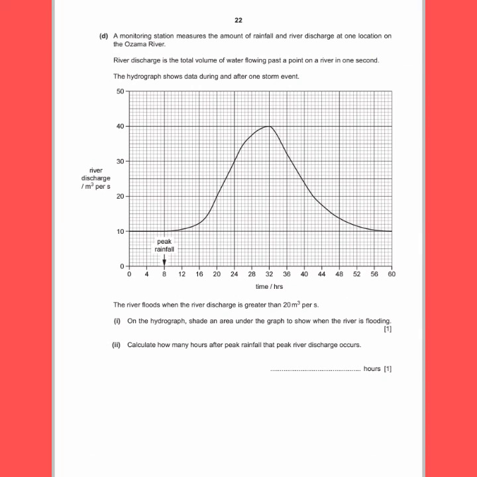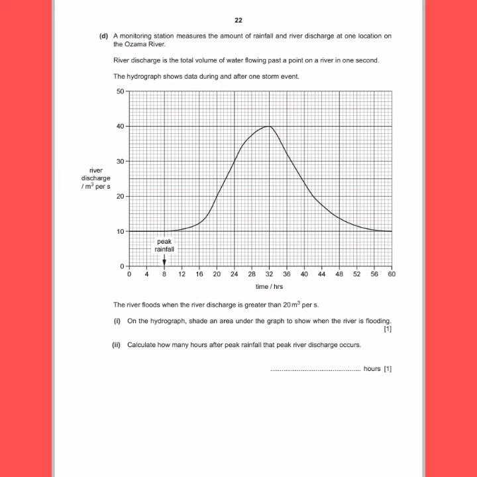Okay, then you're given a monitoring station that measures the amount of rainfall and river discharge at one location on the Ozama River. The river discharge is the total volume of water flowing past a point on a river in 1 second. So it's basically the speed, right? But you have the volume of water, right? Then the river floods when the river discharge is greater than 20 meters cubed per second.